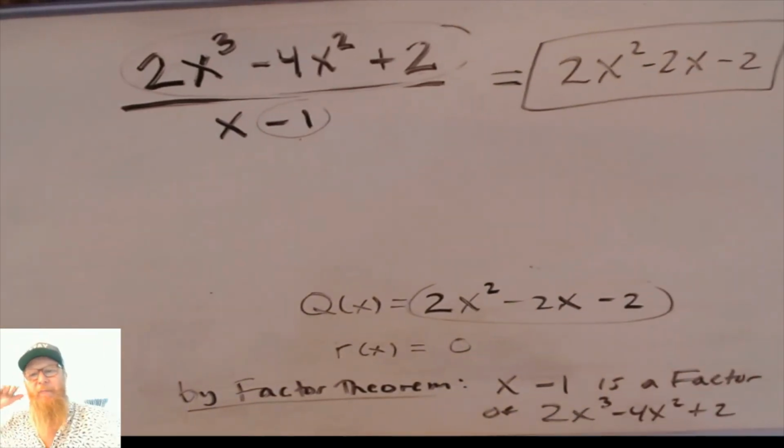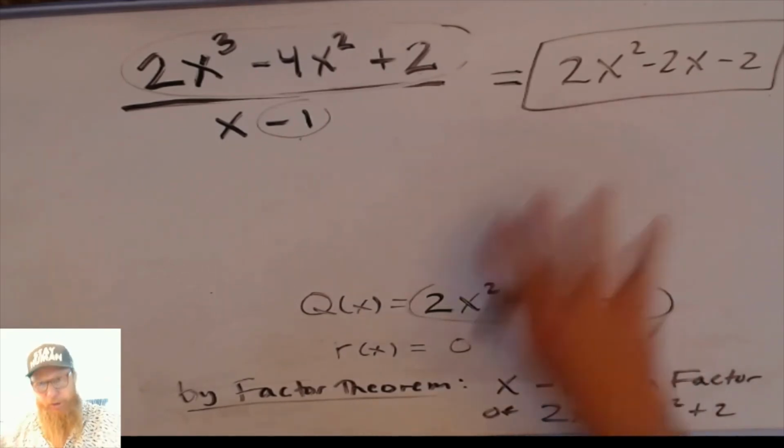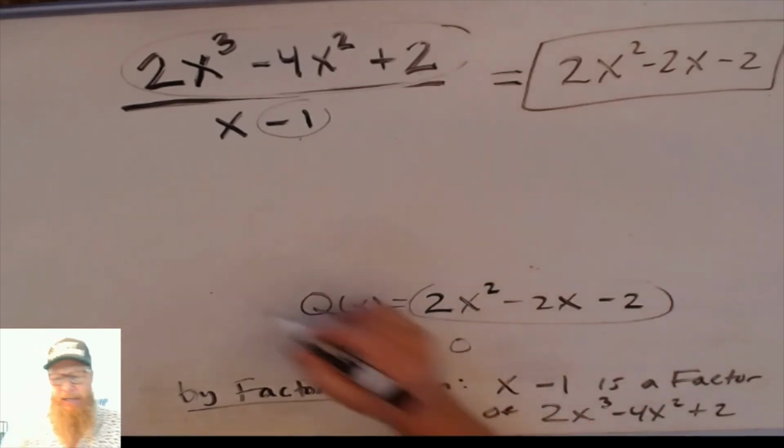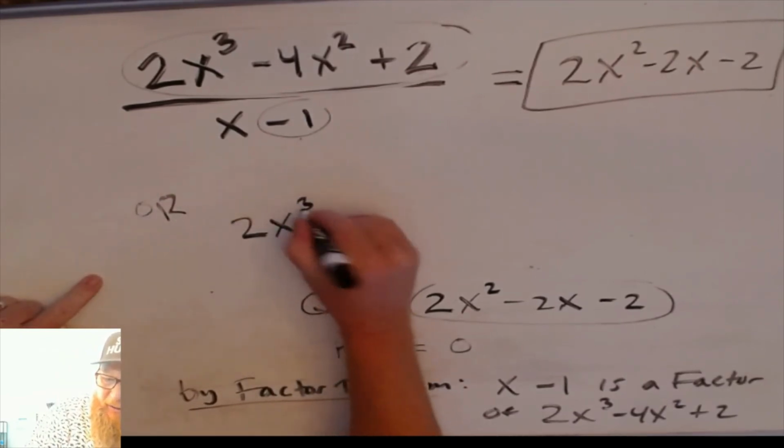Typically, when the remainder is 0, we don't even state it. Unless the question specifically asks what the remainder is, in which case you could say 0. Otherwise, you would just type the quotient. Or you can write it this way, again depending on the instructions.